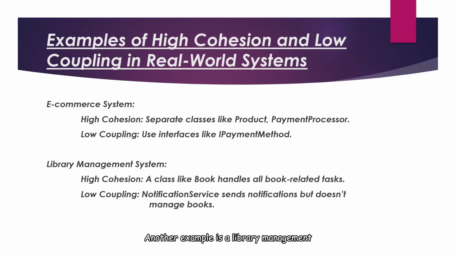Another example is a library management system. The book class could be responsible solely for book-related tasks, storing book details, managing the loan process, and updating the inventory. Meanwhile, a notification service class can handle sending email notifications, keeping it decoupled from the book management process. This ensures that changes to the notification service don't affect the core logic of the book class.